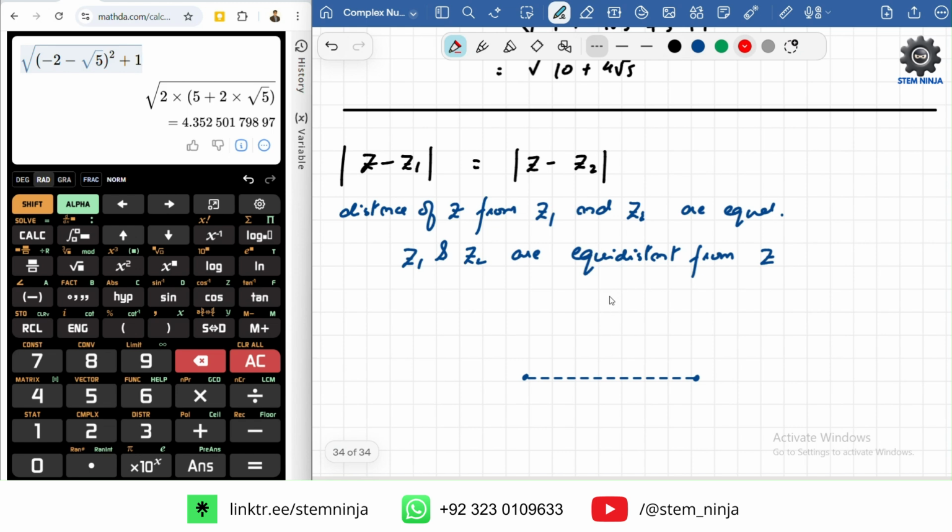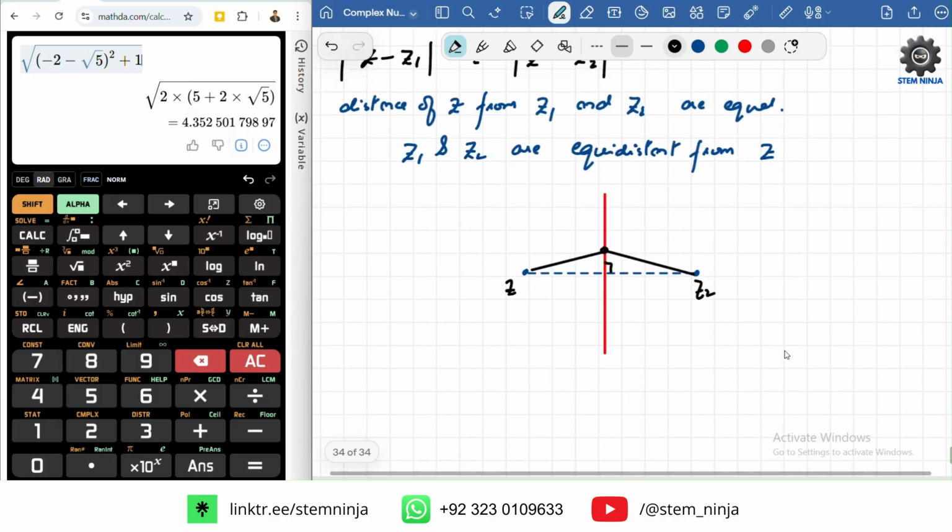So when we want to be equidistant from 2 points, the locus of a point that is equidistant from 2 points comes out to be a perpendicular bisector. Because at all times you are equidistant from both of these points, z1 and z2, and it also lies on the line which is the perpendicular bisector of these 2 points. Alright, so this is an easy one.